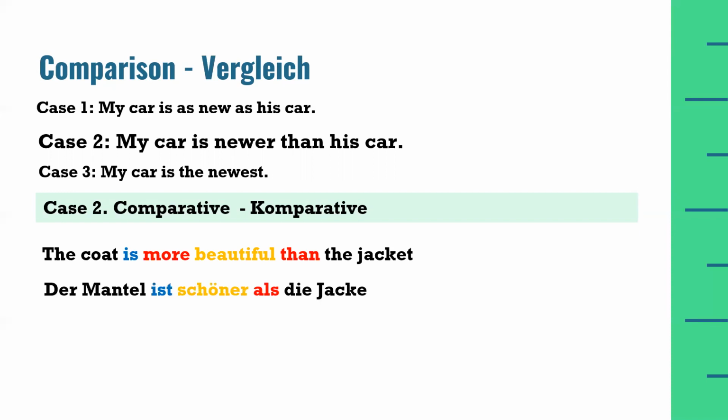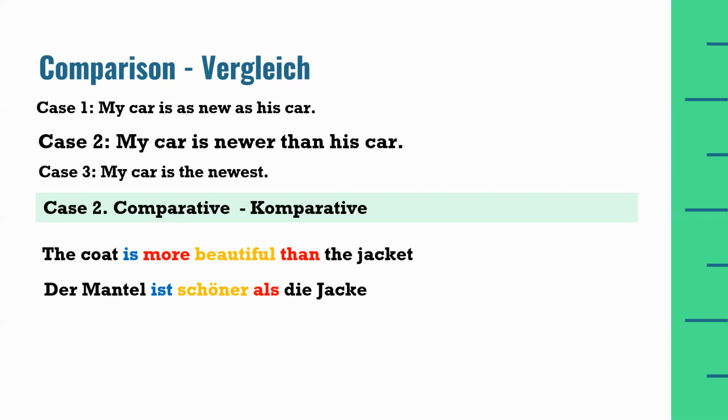In the German language, we will say, der Mantel ist schöner als die Jacke. Now, what we have done is we have used der Mantel because Mantel is a masculine noun. Therefore, we will use der Mantel. Then comes ist, which is the conjugation of the sein verb with respect to der Mantel. Then we use the comparative form of the adjective, more beautiful. And in the German language, it's schöner.